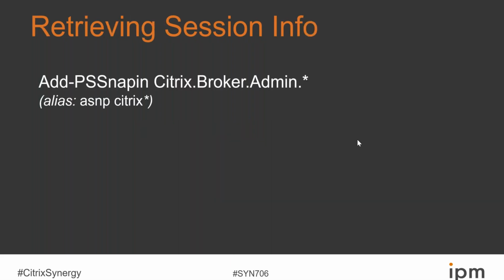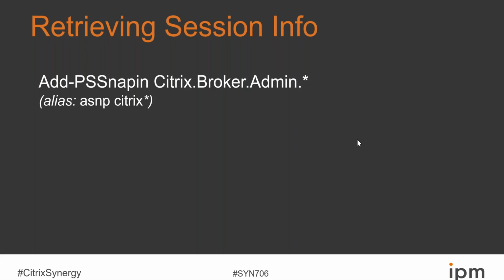Now, let's see how we retrieve information from the XenApp and Desktop PowerShell commandlets. As we mentioned before, we need to load them into the PowerShell session. The syntax for all commandlets is verb-noun, so as you can see here, Add-PSSnapin. Now, most commandlets have an alias, which is basically a much shorter version of the commandlet name. The alias for Add-PSSnapin is ASNP, and either of them can be used interchangeably.